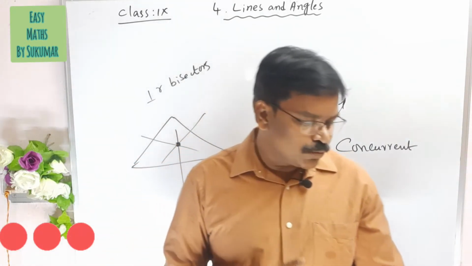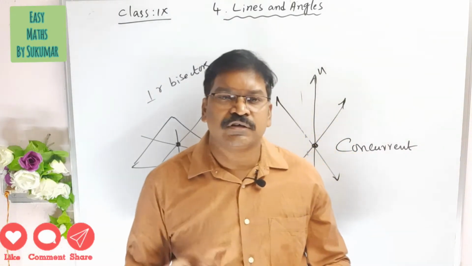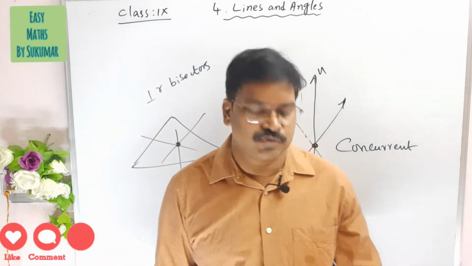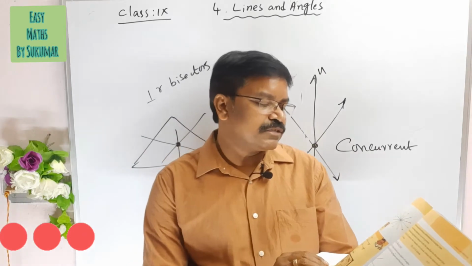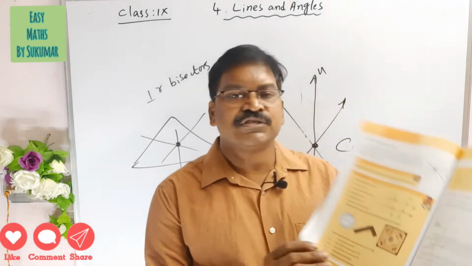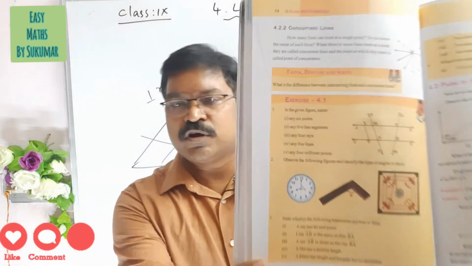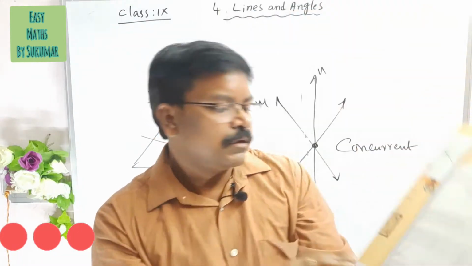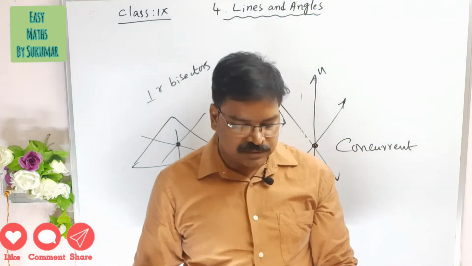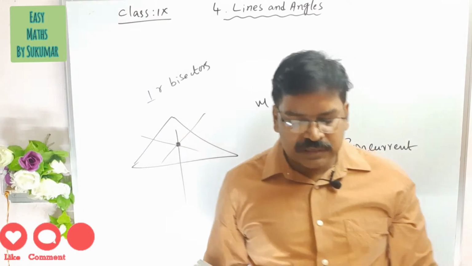Just open your textbook to page number 74. Turn your textbook to page number 74, my dear students. And please look at exercise 4.1. First sum. In the given figure, name any 6 points.